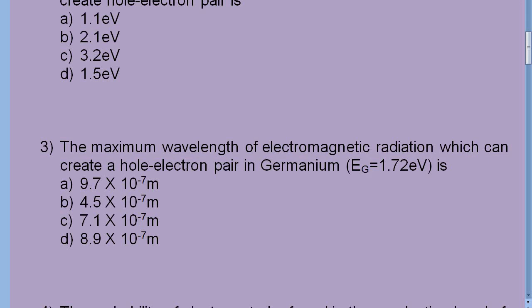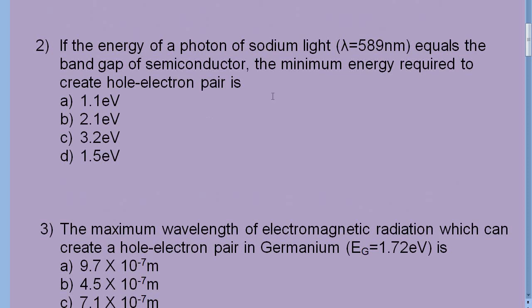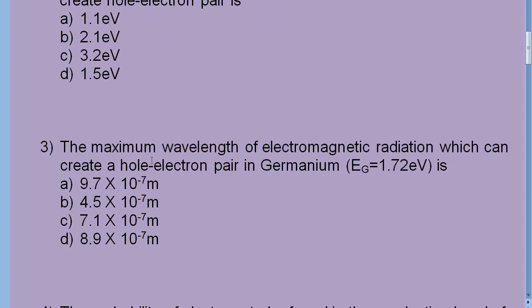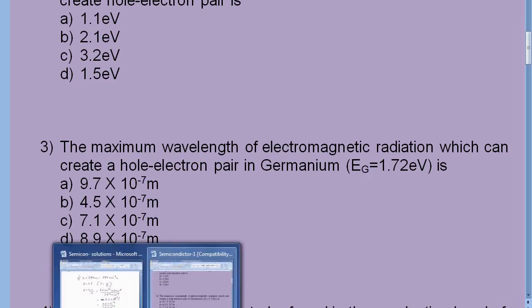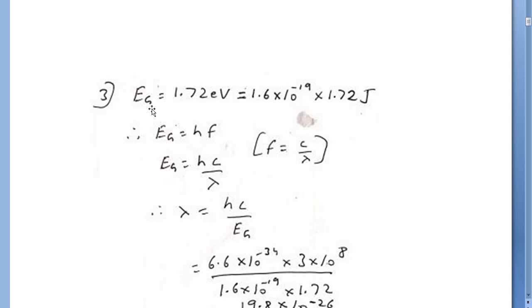Next, the maximum wavelength of electromagnetic radiation which can create a hole electron pair in germanium, Eg is given 1.72 electron volt, is? Okay. So here in the previous problem we had to calculate the energy. In this case we need to calculate the wavelength. So it is almost similar to the previous one, only some conversions. Eg, energy band gap of germanium, is 1.72 electron volt. Now we convert this into joules. When we want to convert from electron volt to joules, we multiply by 1.6 into 10 raised to minus 19. Okay, so we keep this value as it is.